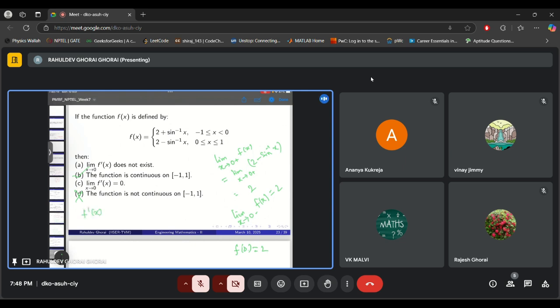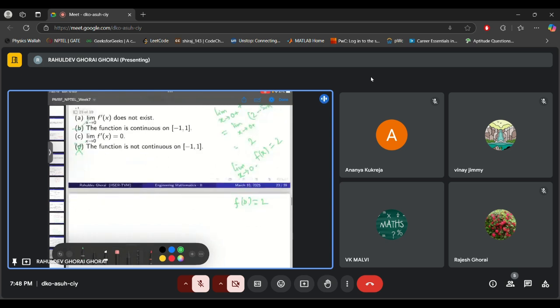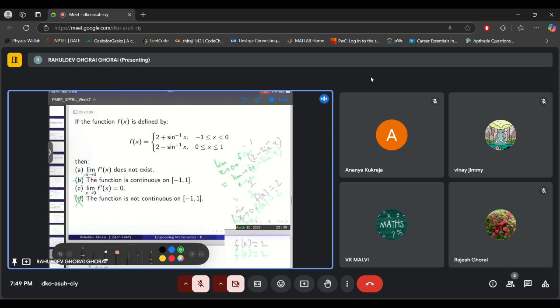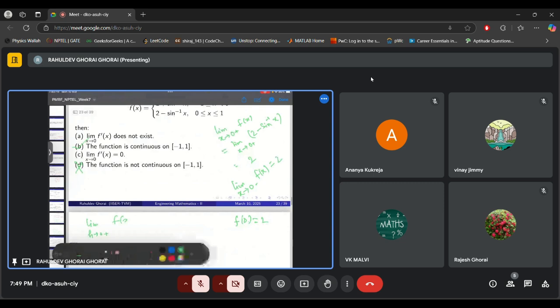f prime x. First of all, we need the left and right limits. So limit as h tends to 0 plus of f of x plus h. In this case, what is x? It is 0, so 0 plus h, minus f of 0.